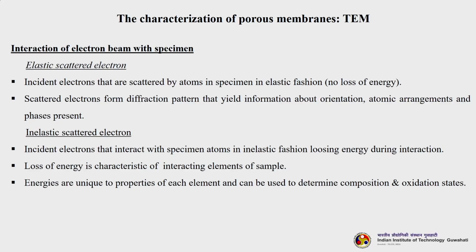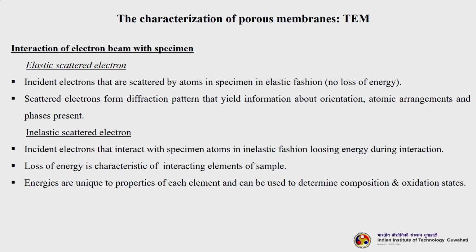Then elastic scattered electrons. These are incident electrons that are scattered by atoms in the specimen in an elastic fashion, which means there is no loss of energy. The scattered electrons form a diffraction pattern that yields information about orientation, atomic arrangements and phases present.